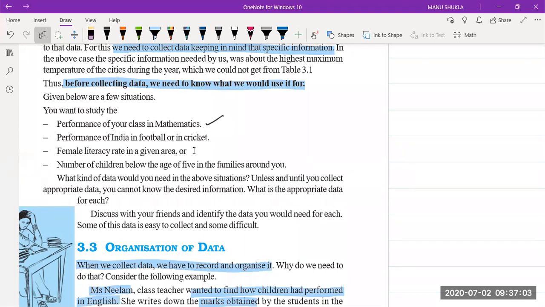Number of females in each house. Okay, beta, you will find the number of females. After that, yes, Diti is correct. Number of women who are educated in the area. Yes, beta. Sir, what is female literacy rate? Okay, what is female literacy rate?